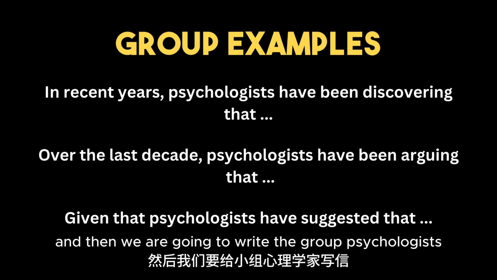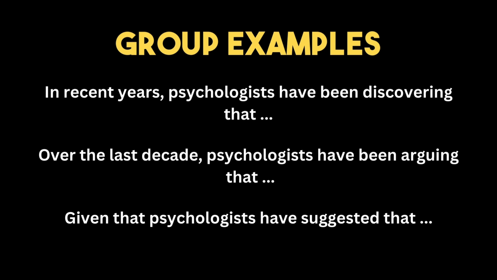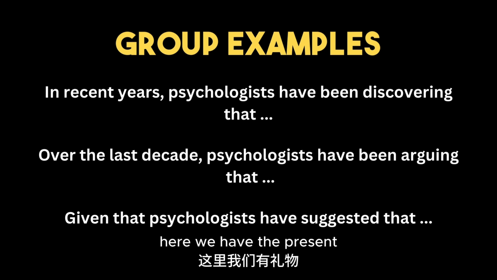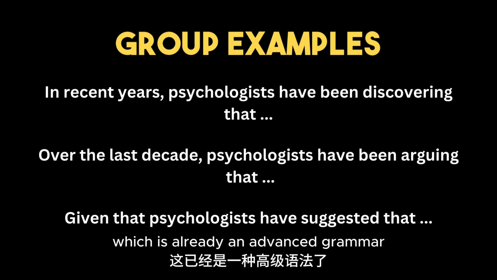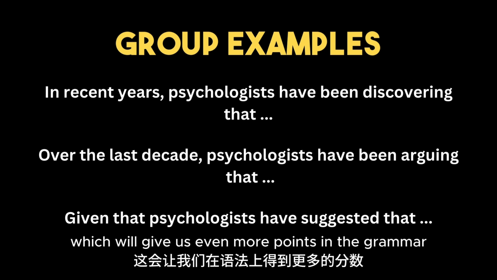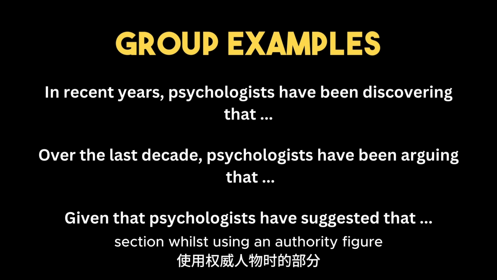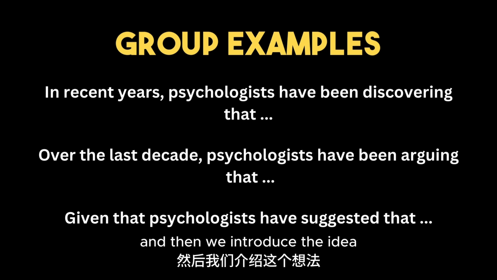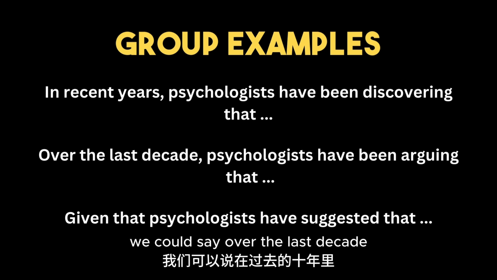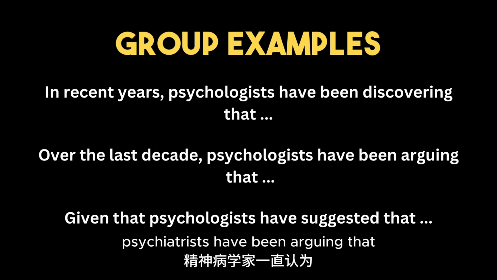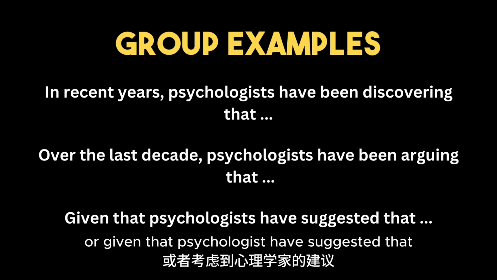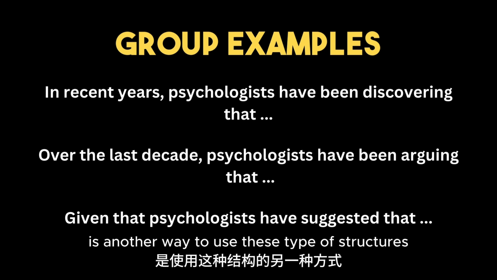And then we are going to write the group. "Psychologists have been discovering." Here we have the present perfect continuous, which is already an advanced grammar, which will give us even more points in the grammar section, whilst using an authority figure. And then we introduce the idea. We could say, "Over the last decade, psychiatrists have been arguing that," or "Given that psychologists have suggested that" is another way to use these types of structures.